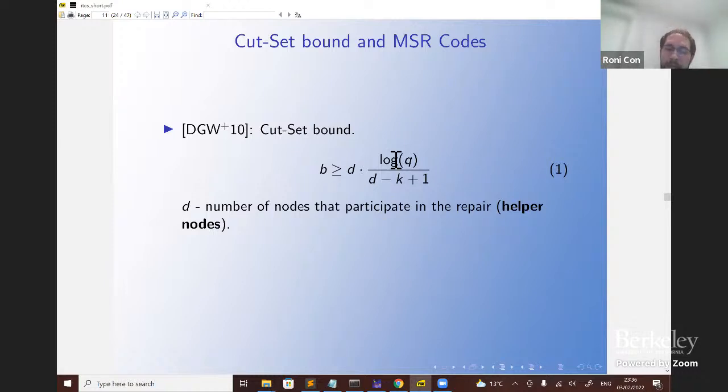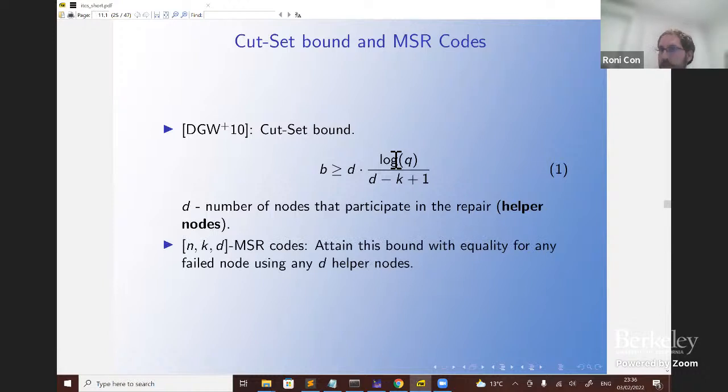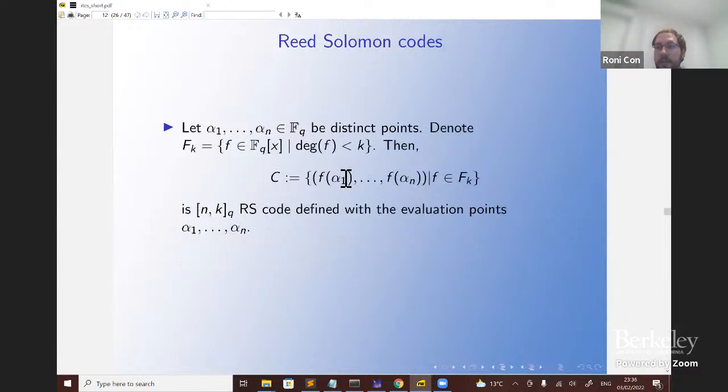Okay, and another small definition. A code with a repair scheme that achieves this bound with equality for any set of D helper nodes is called an MSR code. And there are MSR codes out there, but we were interested in the code which is called in many ways the greatest of them all, and that is the Reed-Solomon code.